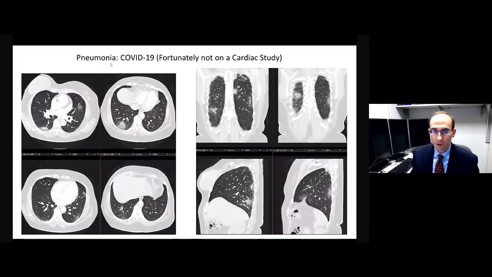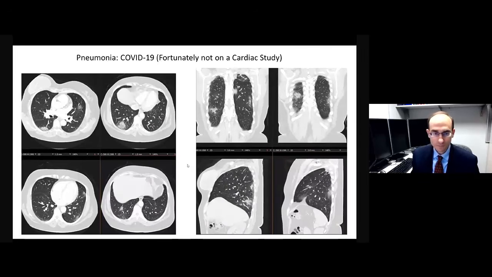This is a nice case of pneumonia, and this was actually not on a cardiac nuclear medicine study, but was done on a diagnostic CT that came through the emergency room, fortunately, not on a cardiac study. But I just wanted to show you what pneumonia, particularly COVID pneumonia, would look like, since that's the reason we're doing this remotely. As you can see here, there are ground glass opacities that are a little more peripherally located. There are multiple ground glass opacities, and this is a very typical case of what COVID pneumonia looks like.